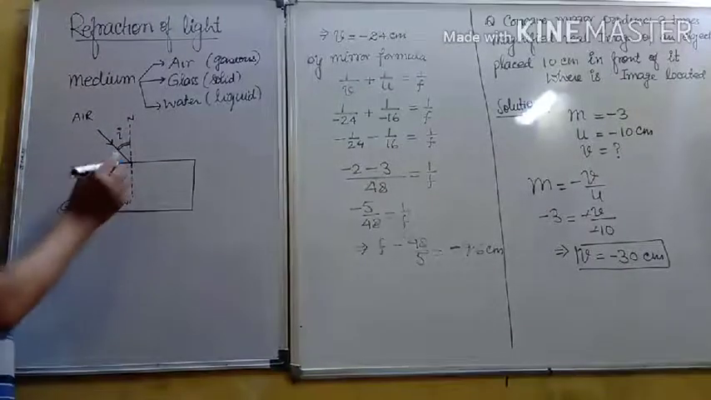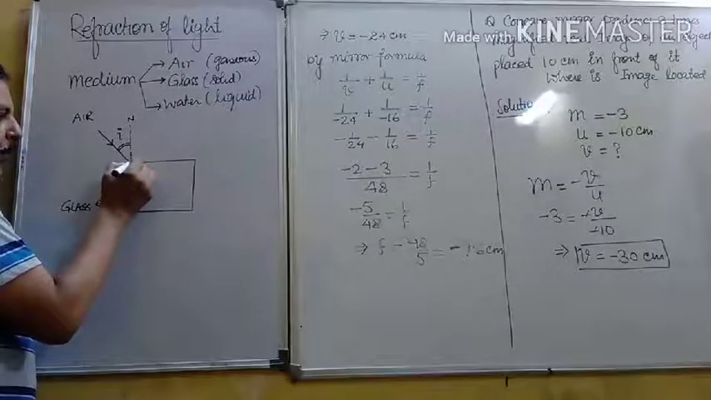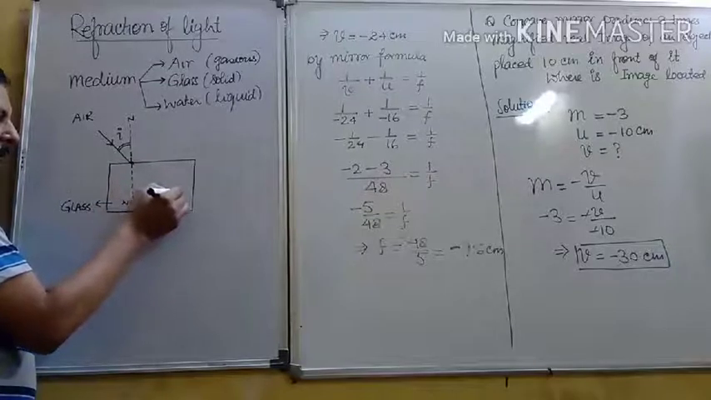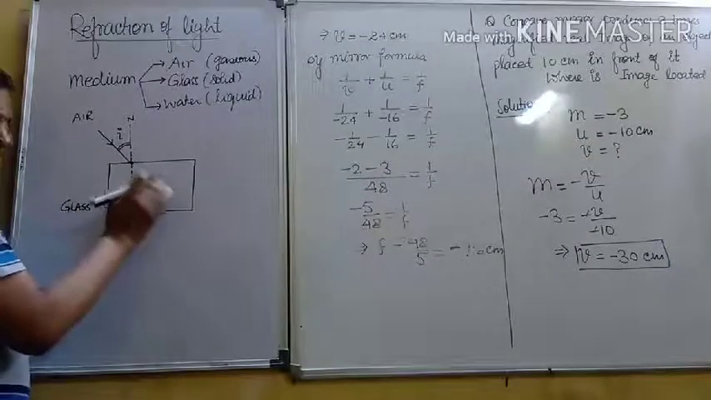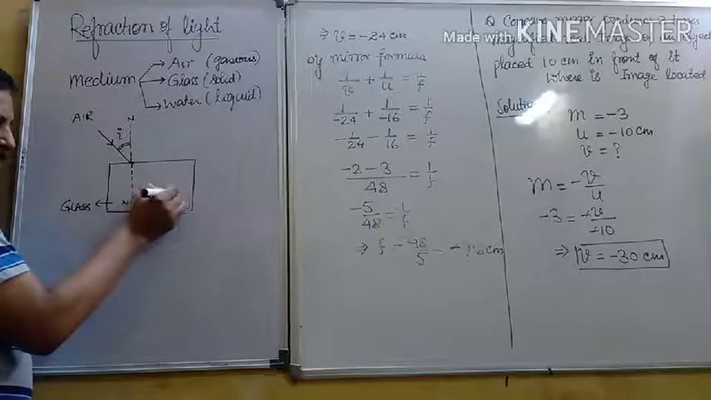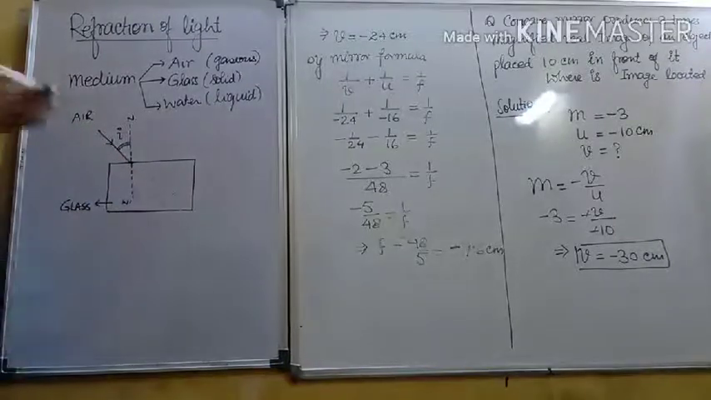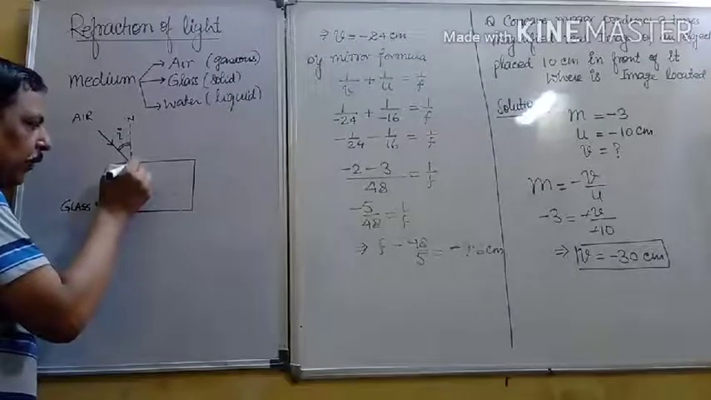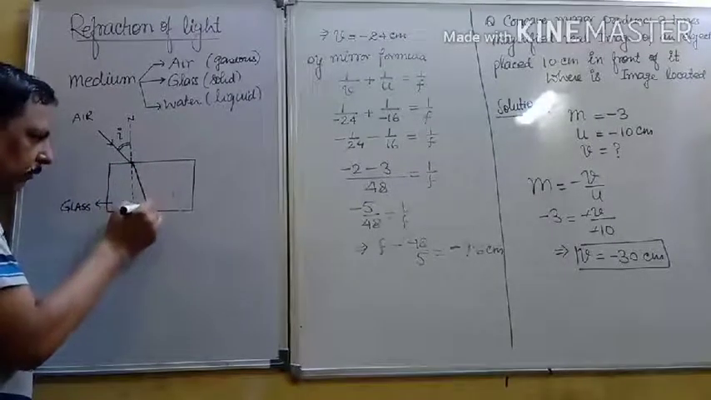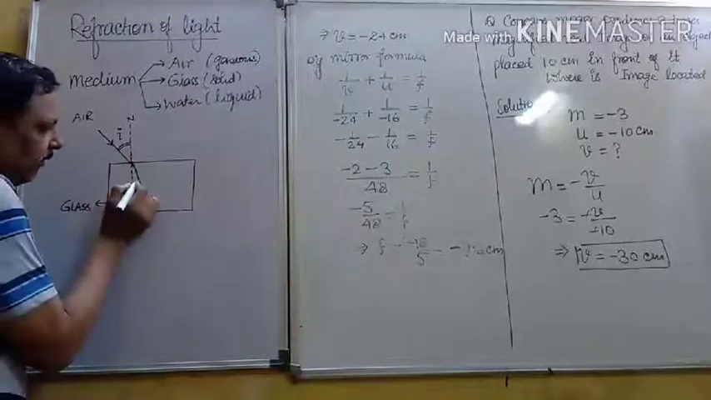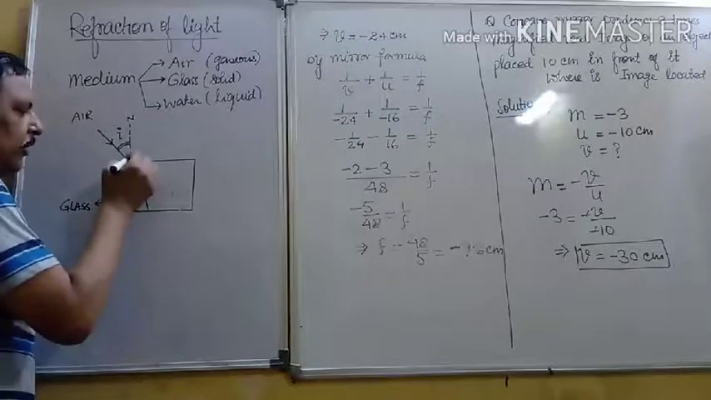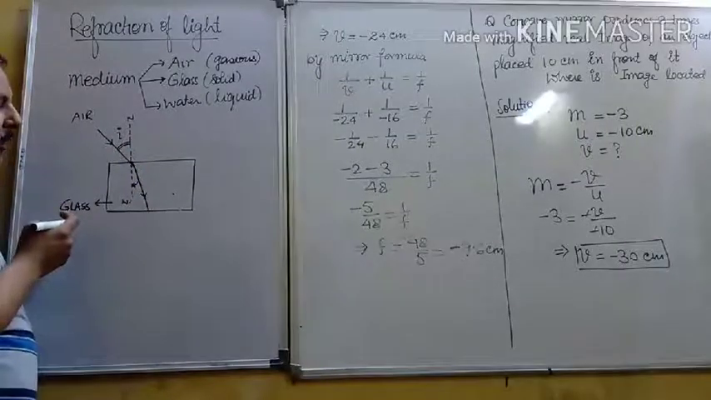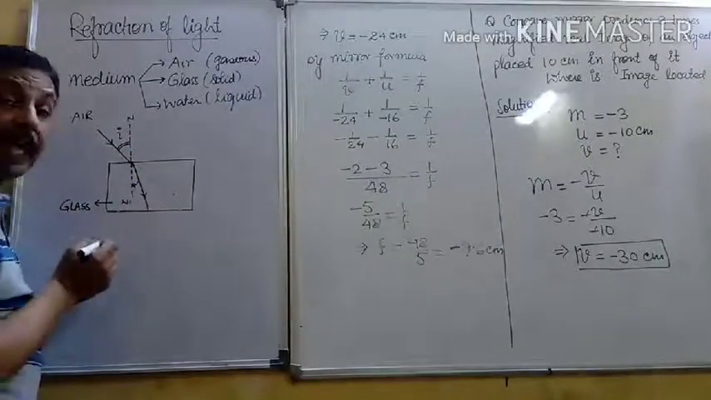Now what happens, you would expect that at this point this light should go directly here. The light should have gone like this, right? But what happened is that the light does not go like this. What happens? It bends towards its normal. So this light ray which bends towards the normal is called a refracted ray.